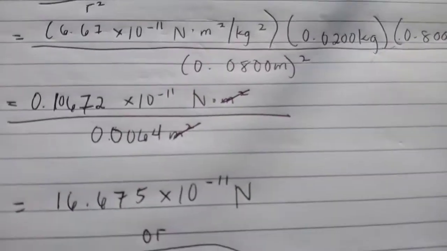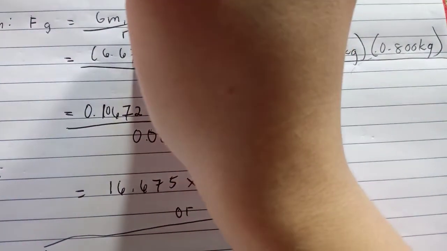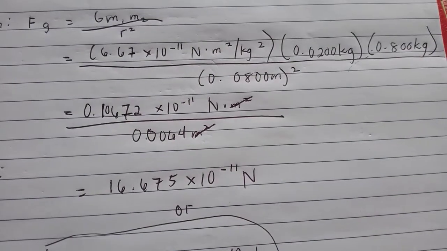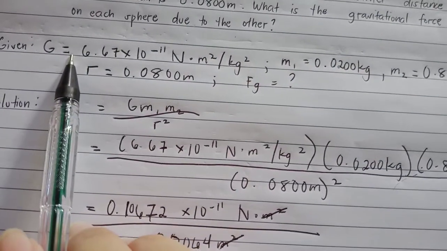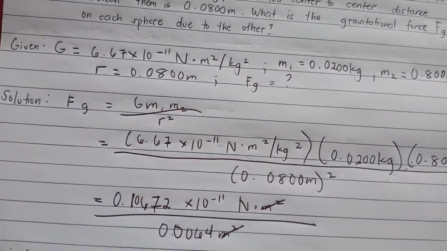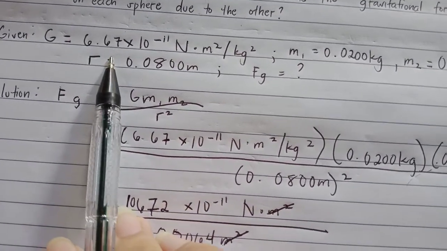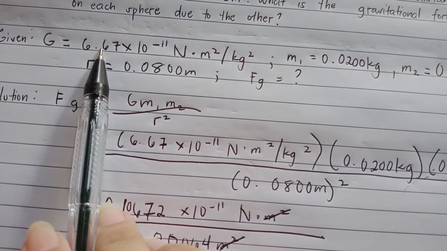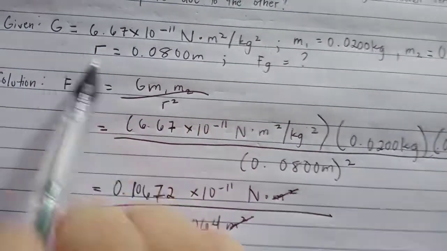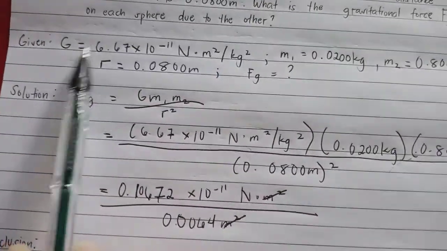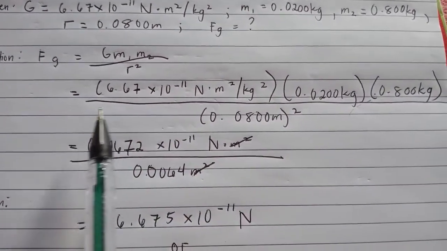In the given example in the module, they use the value of the gravitational constant that is not rounded off. That is the exact value of the gravitational constant. But here I just use this rounded off value of the gravitational constant because it's just convenient for me.